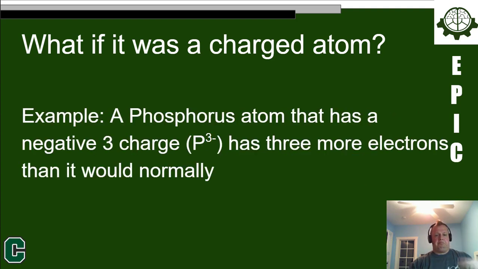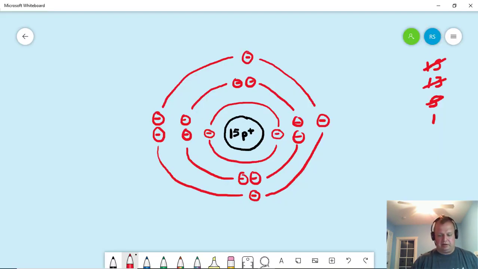So for example, a phosphorus atom that has a -3 charge has 3 more electrons than it would normally. If I go back to my example here, I can say this thing is suddenly found to be phosphorus with a -3. The way you would write that is to write the symbol for the element, in this case a P, and then in the upper right-hand corner, you write the charge for that thing. In this case, it is a 3 negative.